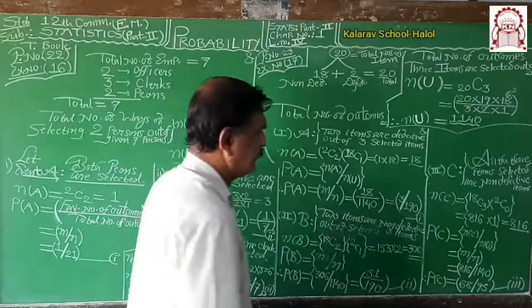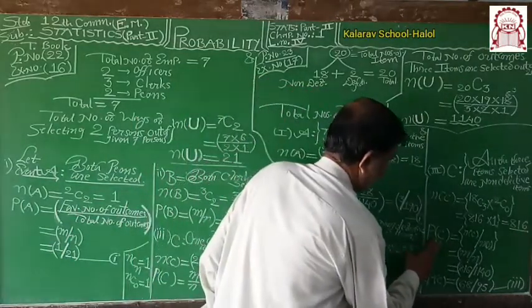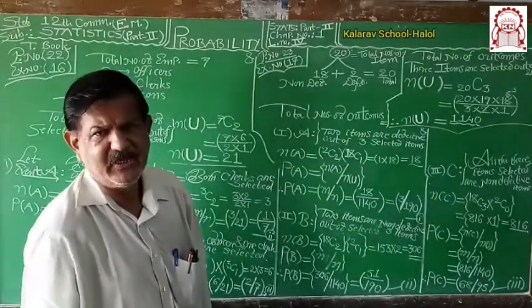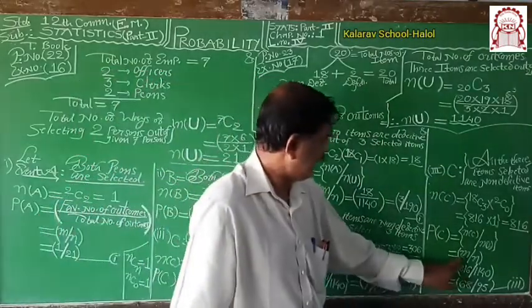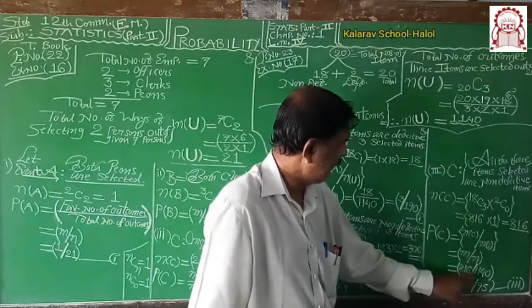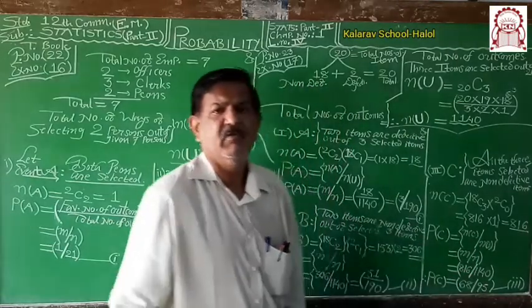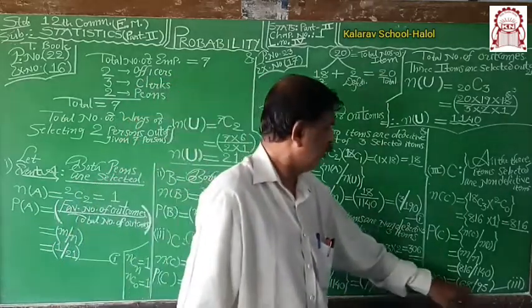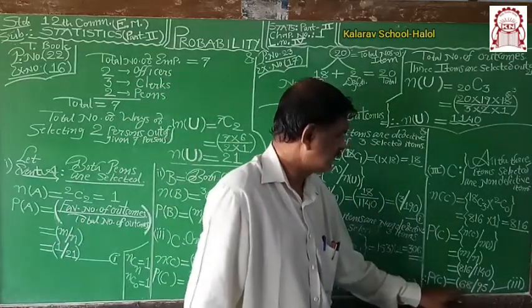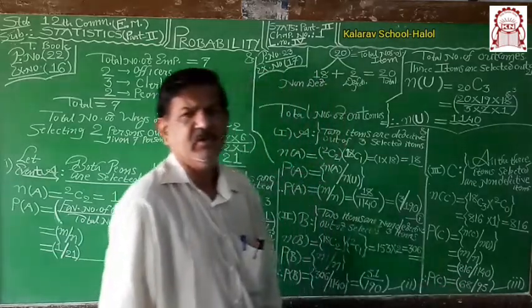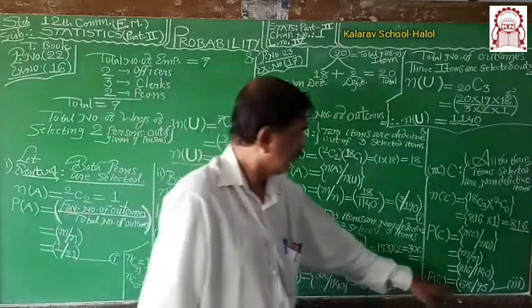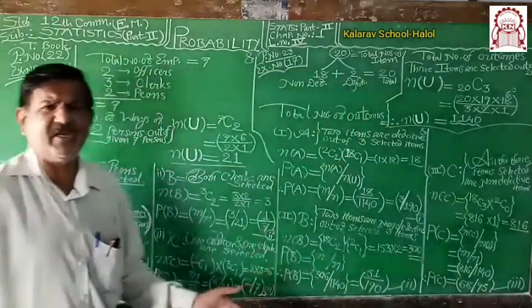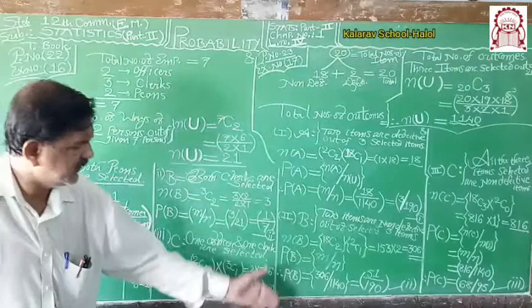Now the probability of C is n(C) upon n(U), the number of items in C and the number of items in U, that is M by N, 816 upon 1140. The most simplified form is 68 over 95. 68 upon 95 is the probability of C. This is answer number 3. You have to write systematically: event A, event B, then event C.